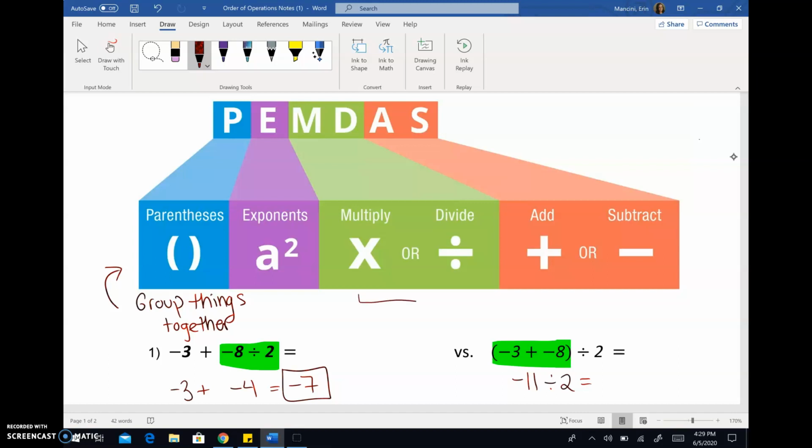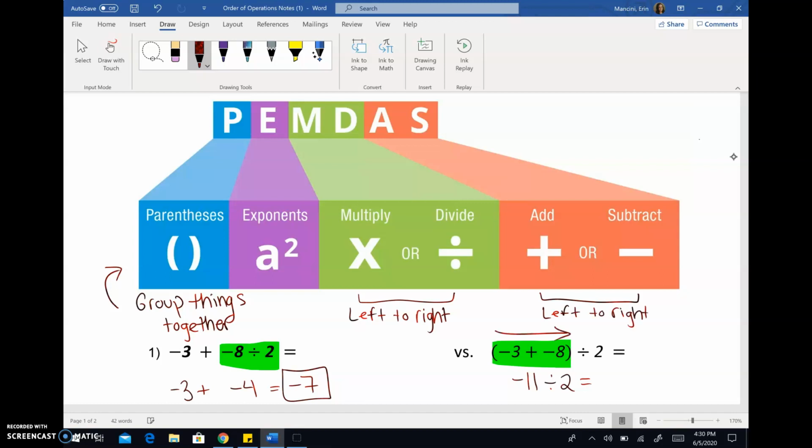So multiplication and division would come before addition and subtraction, but in terms of deciding should I multiply or divide first, you always work from left to right. It doesn't really matter at that point which one, because they are essentially the same thing. Same thing with addition and subtraction. If you have both of them, you're always just going to move from left to right in the problem.